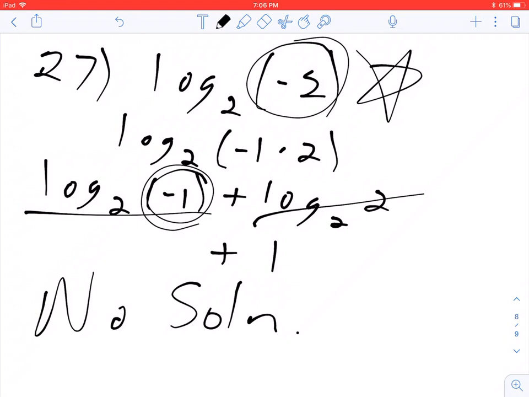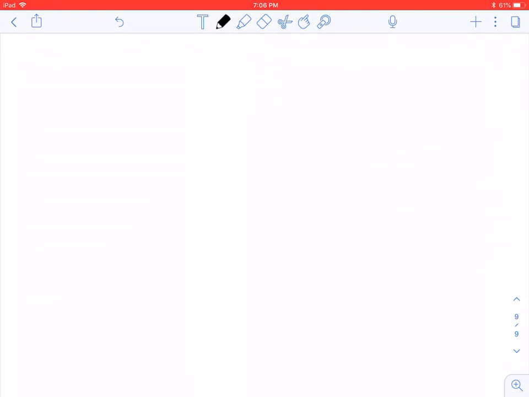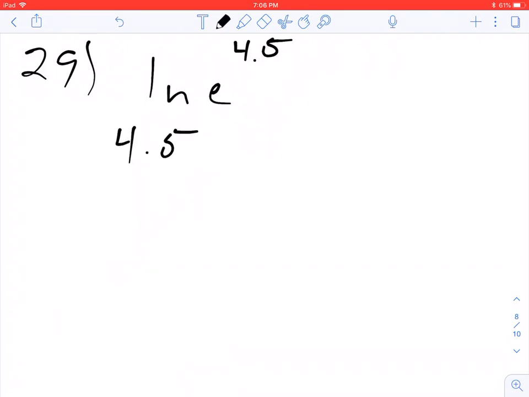All right, last one. Number 29 asks you to do natural log of e to the 4.5. This one's very easy. Power property, bring the 4.5 down. And then this is natural log of e, which is the same as log base 10 of 10 or log base 2 of 2. Natural log and e cancel, they turn into 1, and you're just left with 4.5.